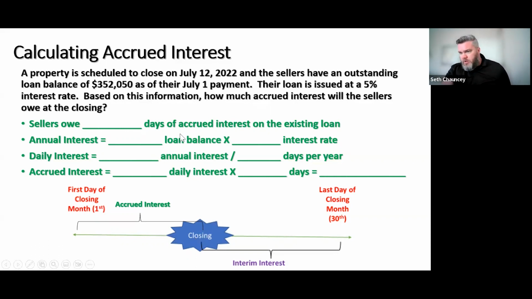So here's the deal. It's closing on July 12th. And so they're responsible for how many days?